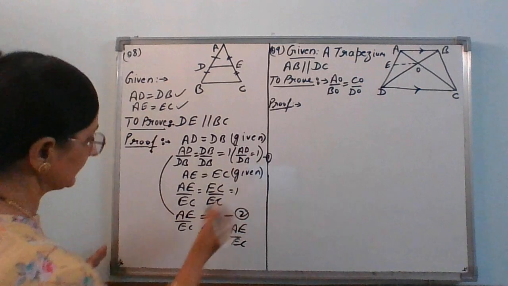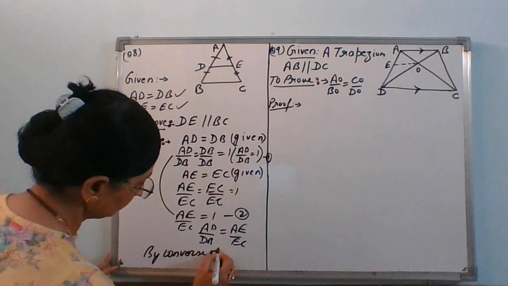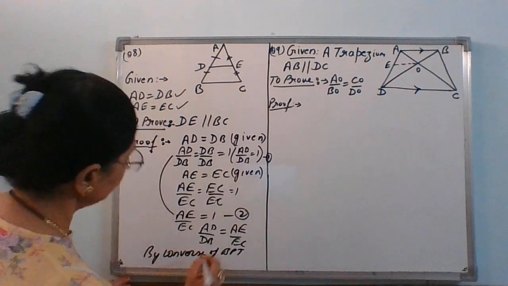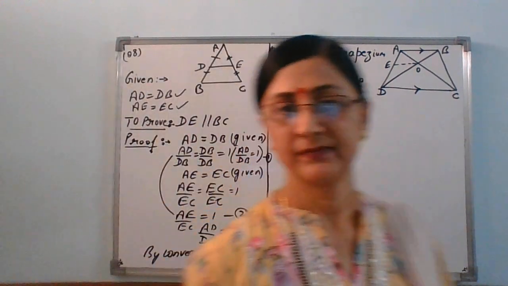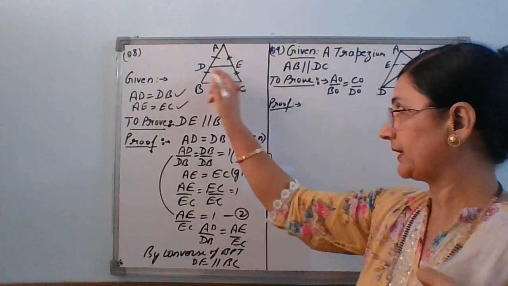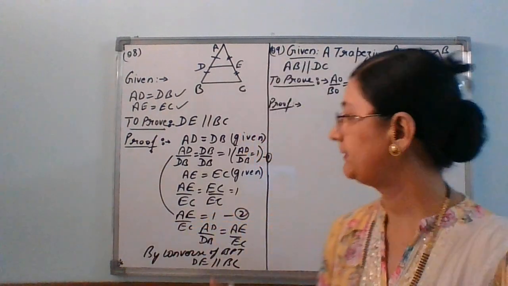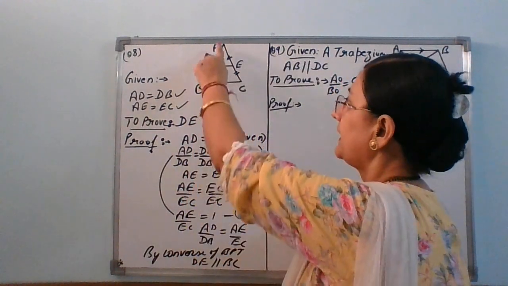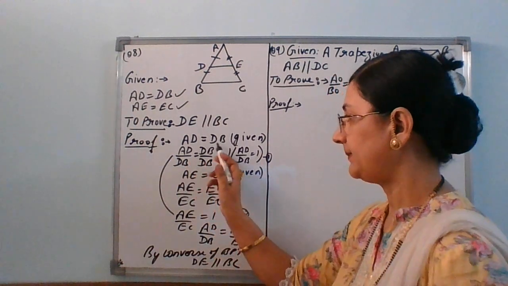We have proved. So by converse of BPT, DE will be parallel to BC. Hence proved. So when you have to prove parallel, always you have to prove the sides in ratio. How did we prove those sides in ratio? We took the ratio of AD upon DB. We found that they are the same. Putting DB in place of AD, we get 1.